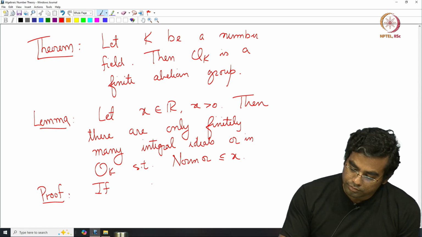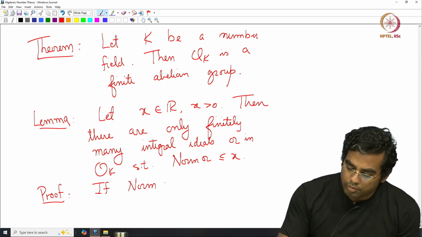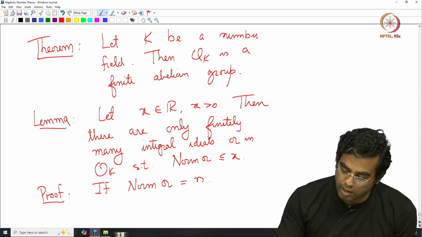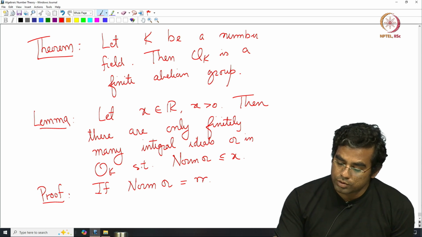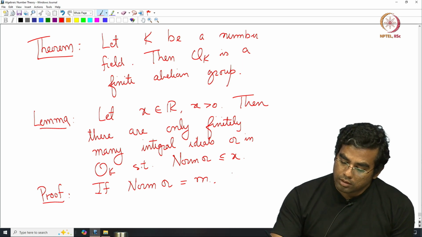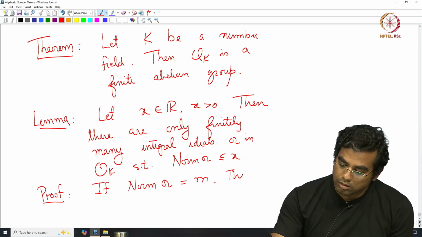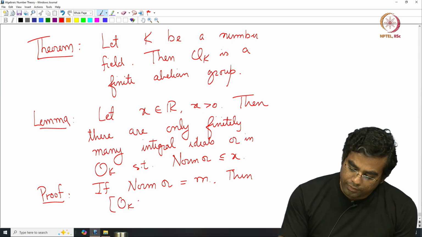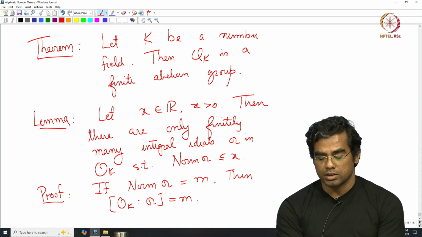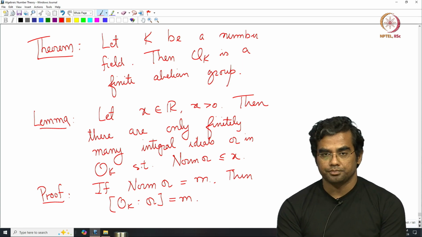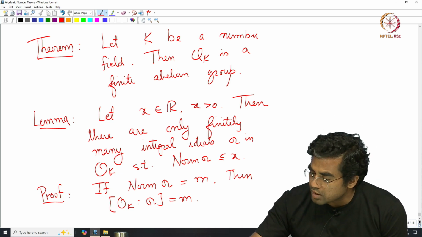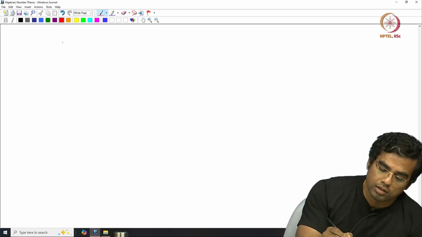If norm of A is equal to m, okay, I am using n for the degree of K over Q, so let us say it is m, then this means that the index of A in OK is m, right. That is the definition of what a norm is. It is the index of A in OK, right.